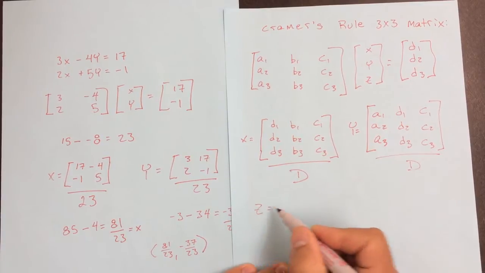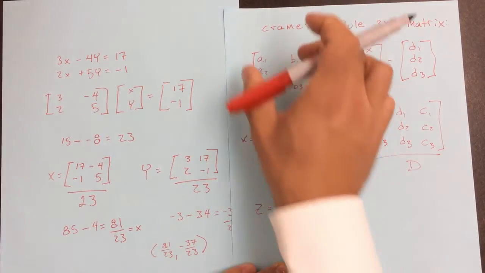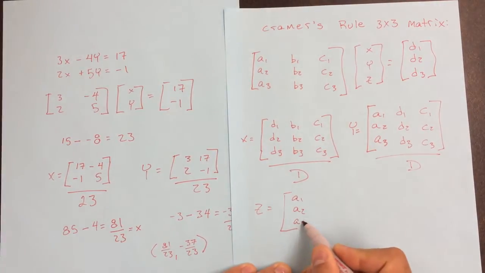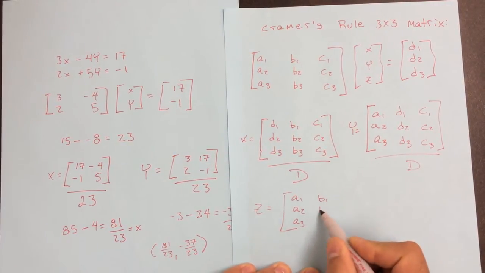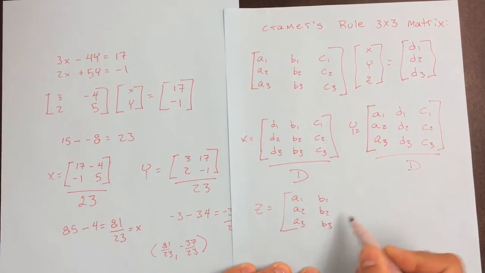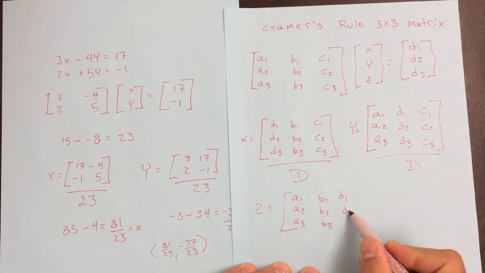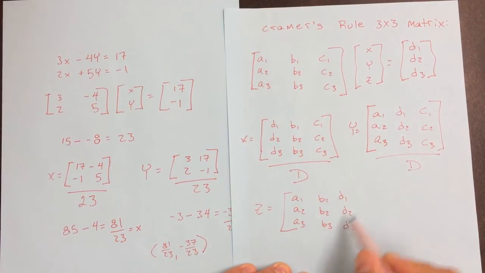And Z is going to equal, X and Y are both staying the same, so A1, A2, A3, B1, B2, B3, and the Z's are getting replaced with the solutions, D1, D2, D3, which is over the determinant. So I'll do one example of this. It's going to take a little bit of time, so I'm really only going to do one because it's going to take so much time.